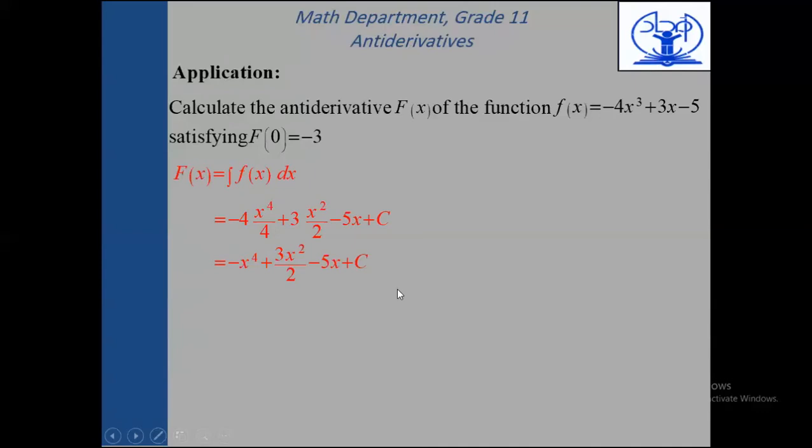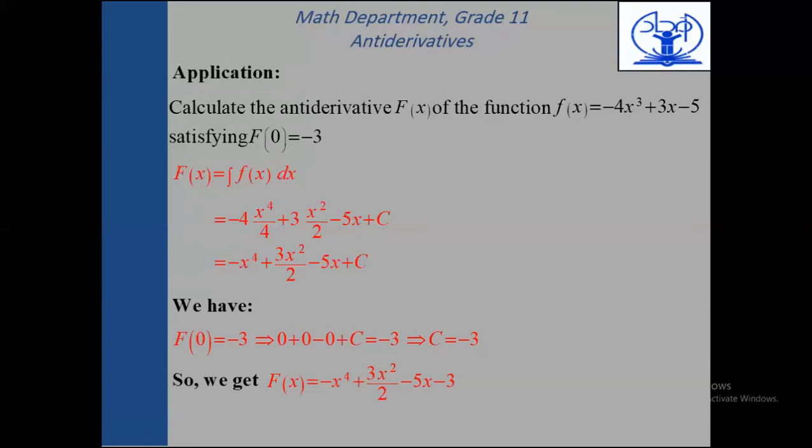This is not a specific answer. This is the set of all antiderivatives. But capital F of x that I'm asking you about is satisfying a given condition. We say that this is an initial condition. Using this initial condition, F of 0 is -3, plugging in, you will calculate the value of c. So the antiderivative satisfying the given condition will be minus x^4 plus 3x squared over 2 minus 5x minus 3.